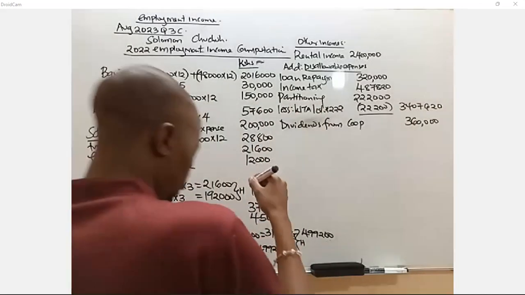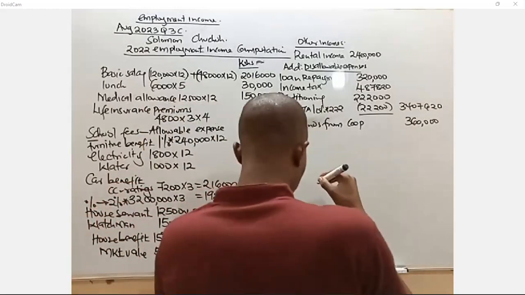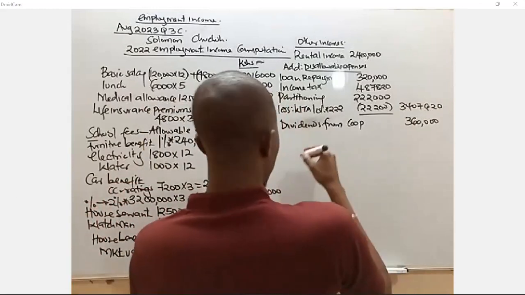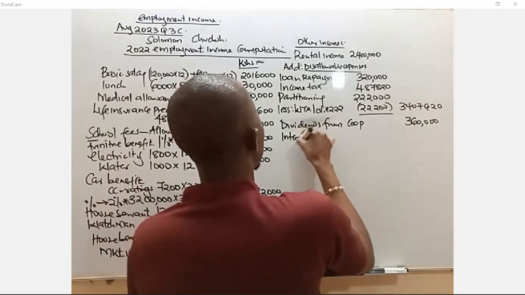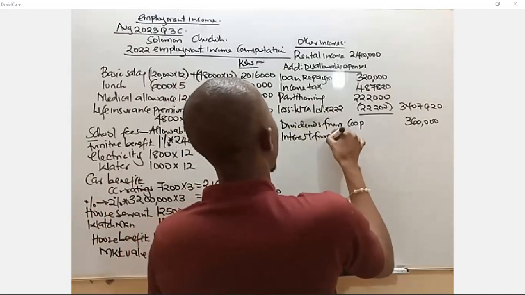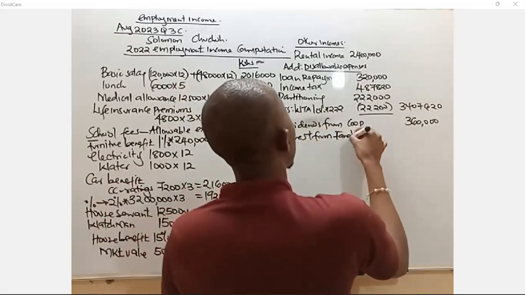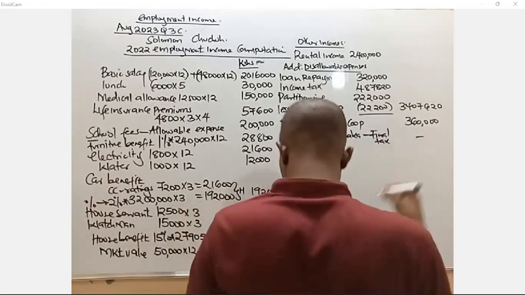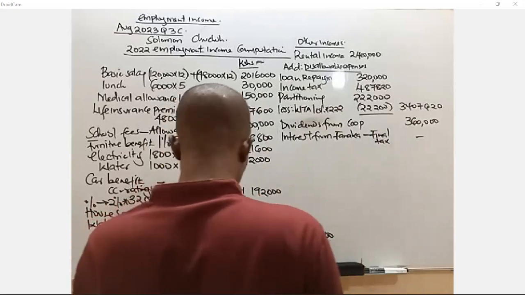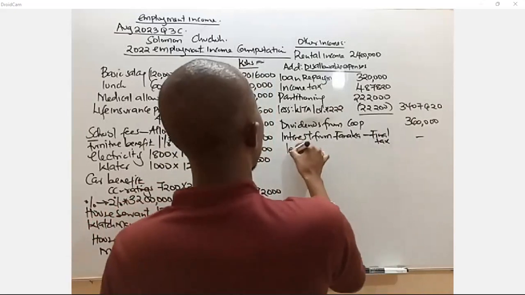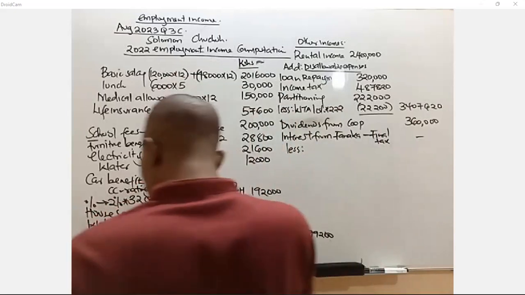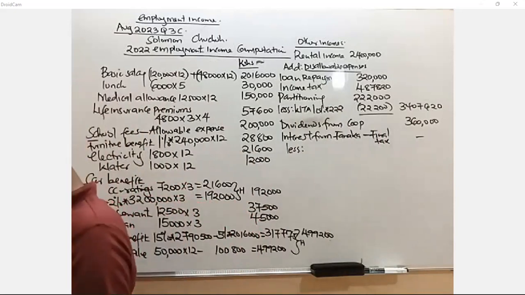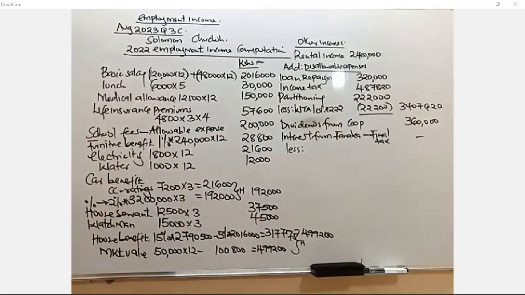The withholding tax at the rate of 15% should be final, right? The interest from Fanaka, nasema, final tax, unaeka dash hapo. Then we deduct, what are we deducting now? What are we supposed to deduct here? We are supposed to be deducting things like the contribution. I think it is the only thing that is remaining here.